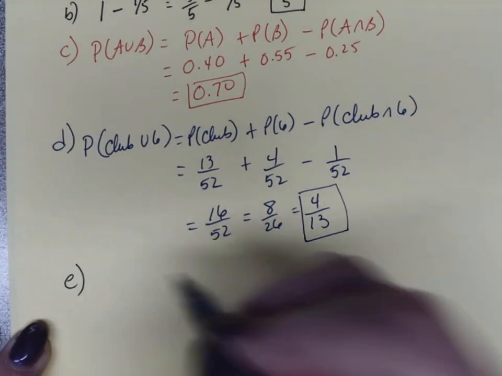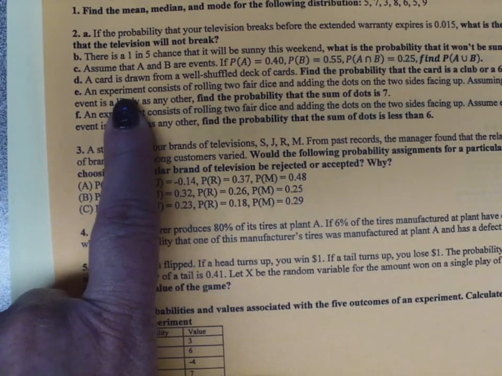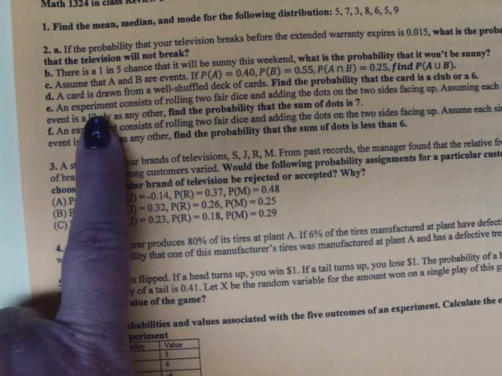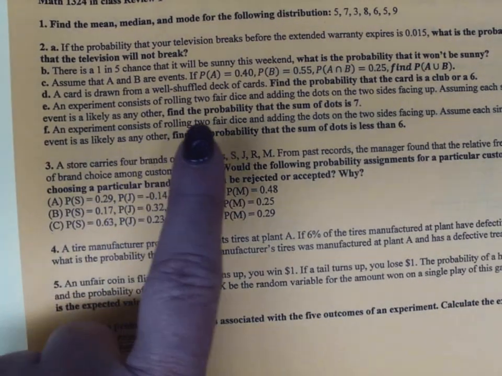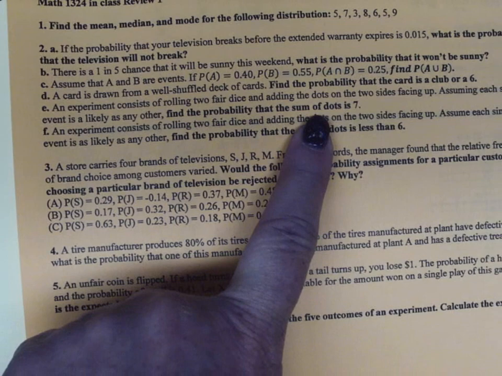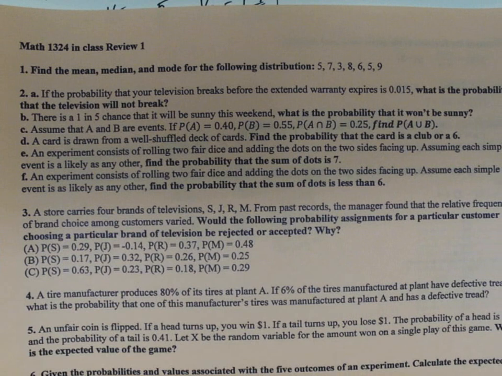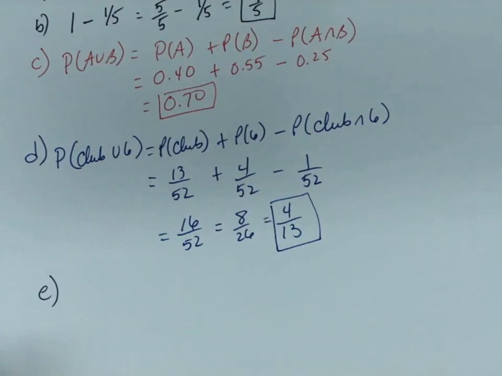All right, let's go to E. E is an experiment consisting of rolling 2 fair dice and adding the dots on the 2 sides facing up, assuming each simple event is as likely as any other. Find the probability that the sum of dots is 7. So we're using 2 dice. When they just say 2 fair dice, they don't mention that they're 6-sided, versus if they're looking at an 8-sided or a 12-sided, they're going to tell you. So if it just says fair dice, then we're talking about 6-sided dice.